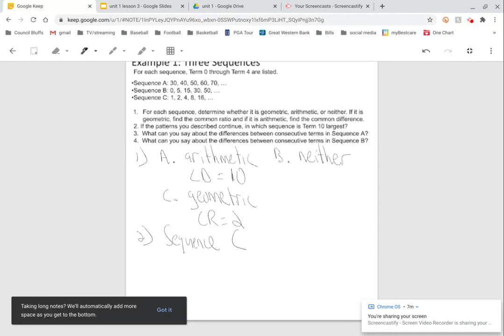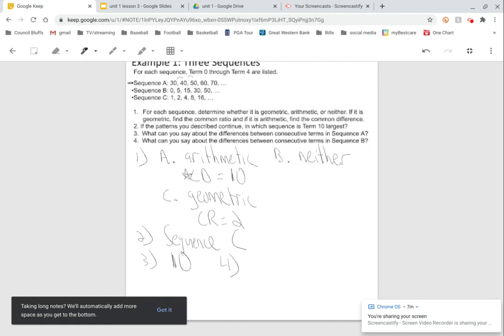Okay. Number 3, what can you say about the differences between consecutive terms in sequence A? So in sequence A, we already decided it was an arithmetic sequence. And the differences between consecutive terms, well, we found that the common difference is 10. So the differences between consecutive terms is always going to be 10 by the nature of the pattern.